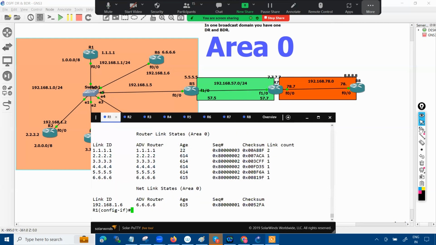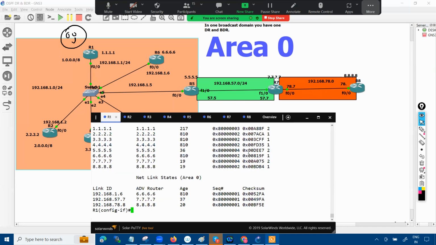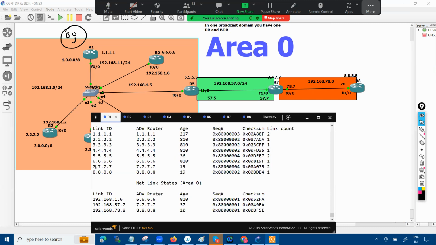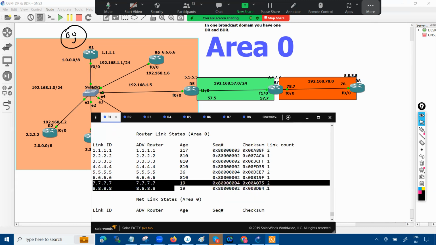Now go on router number 1. Have a look. Previously, we had 6 router LSAs. Now you will have 8. Eight router LSAs we have. These are the 2 new ones. If you see, I'm sitting on router number 1. I have the ability to see detailed information about router 7. What is the IP address and how many links are connected to this guy? Can you see that? 2 links.